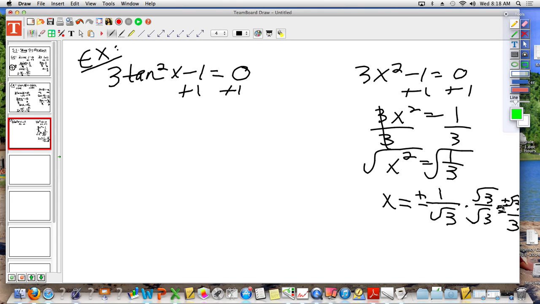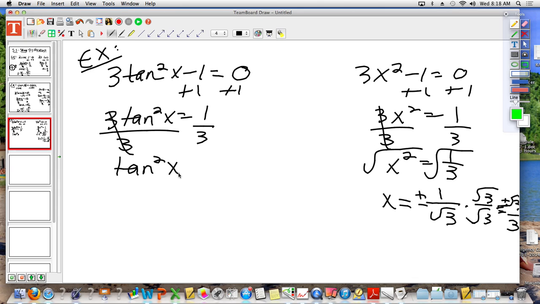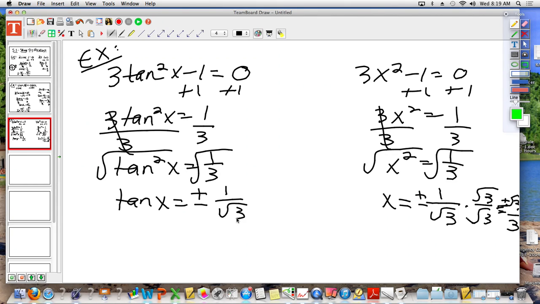So I'm going to add 1 over here, so I have 3 tan squared of x is equal to 1. I divide both sides by 3, so we have the tangent squared of x is equal to 1. I end up with the tan of x is equal to positive and negative 1 over the square root of 3, but when I rationalize the denominator, I have to multiply the top and the bottom by the square root of 3. So I end up with the tangent of x is equal to positive and negative square root of 3 over 3. You guys have already seen the math for that anyway, so I know I spoke very quickly.